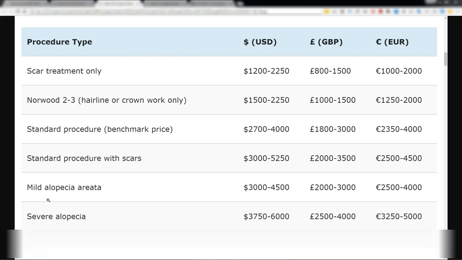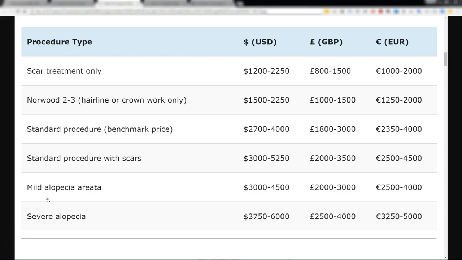Now, of course, these figures are for guidance only. The final pricing for your treatment will depend on the size of the area that needs microhair pigmentation. So, for more details, I recommend that you arrange a free consultation at a clinic near you for a personalized quote.